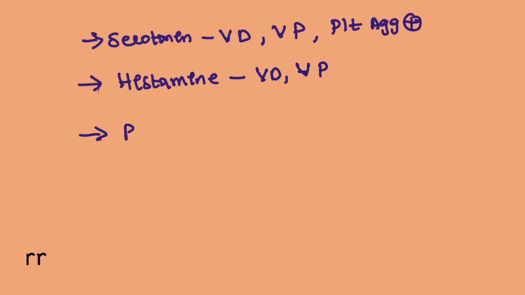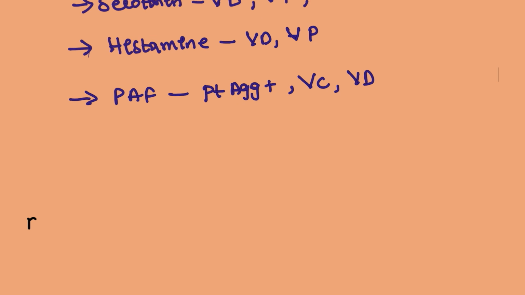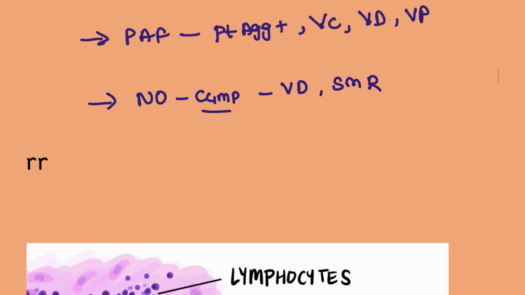Next, we have platelet activating factor. Obviously, the name itself tells it. This is going to increase platelet aggregation. Along with that, vasoconstriction is done. Later on it will relax and vasodilation is seen. So multiple actions are seen with platelet activating factor, and also vascular permeability. Next, we have nitric oxide, which acts by cGMP. Nitric oxide is a very potent vasodilator and smooth muscle relaxant. This is the main action.